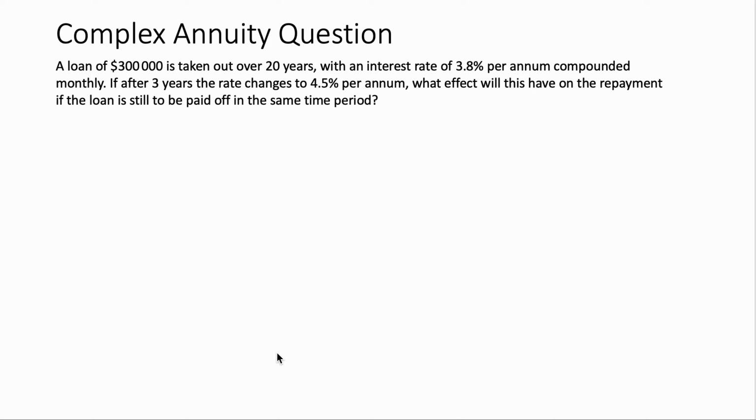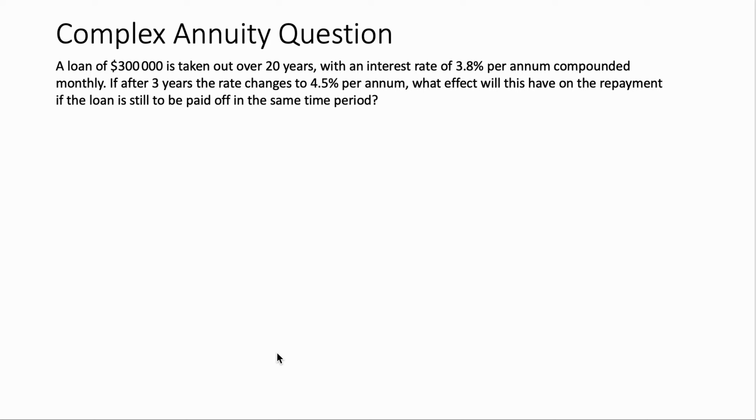We've got a loan of $300,000 taken out over 20 years with an interest rate of 3.8% per annum compounded monthly. If after 3 years the rate changes to 4.5% per annum, what effect will this have on the repayment if the loan is still to be paid off in the same time period?